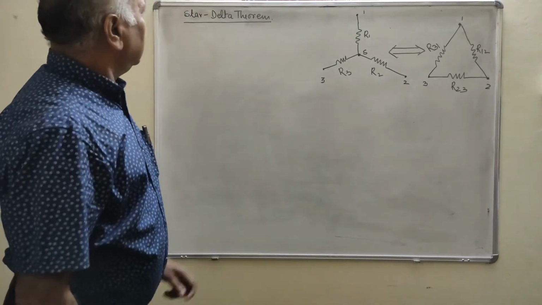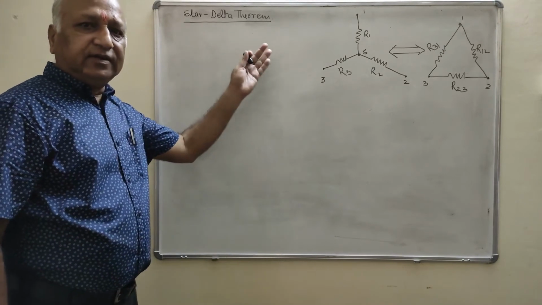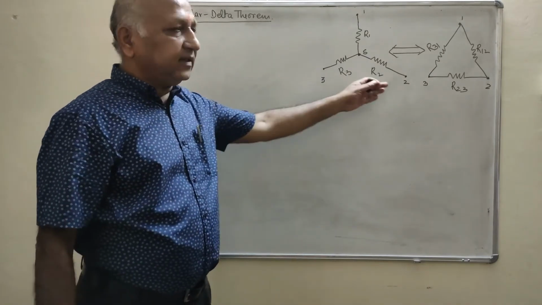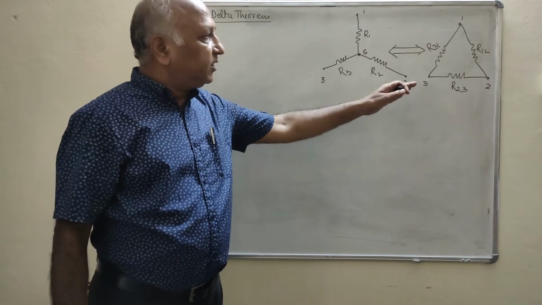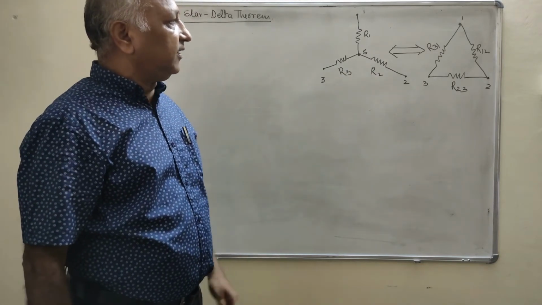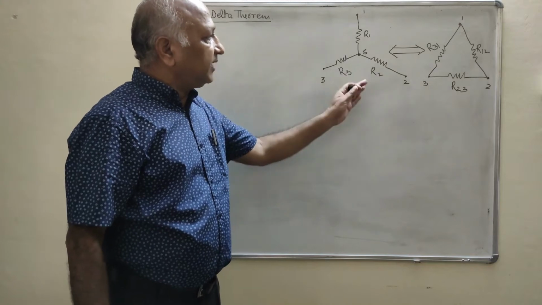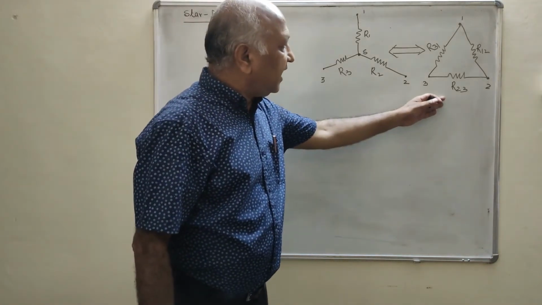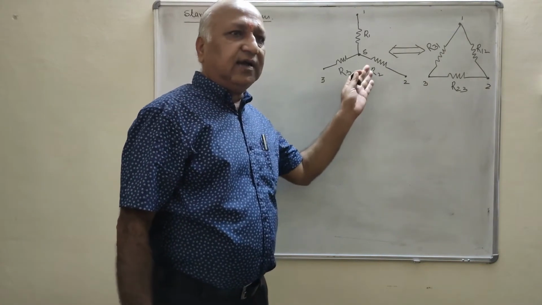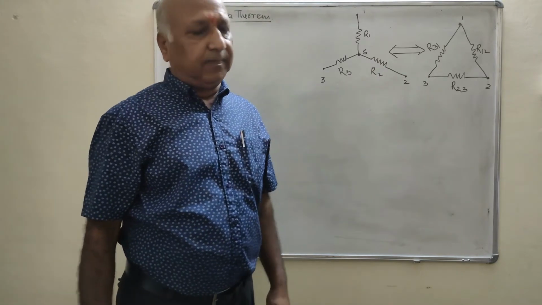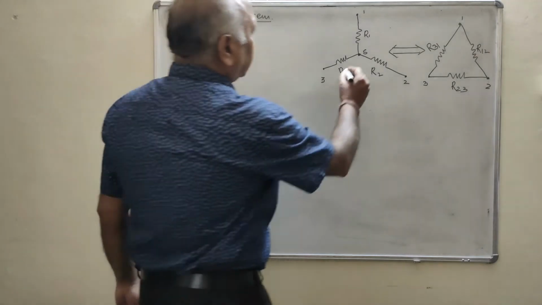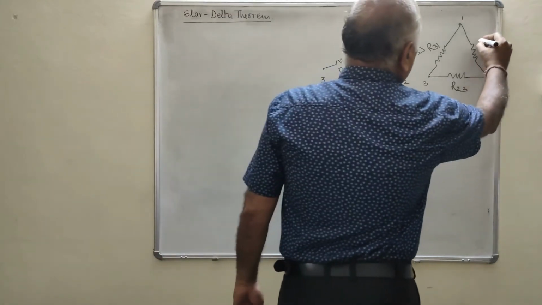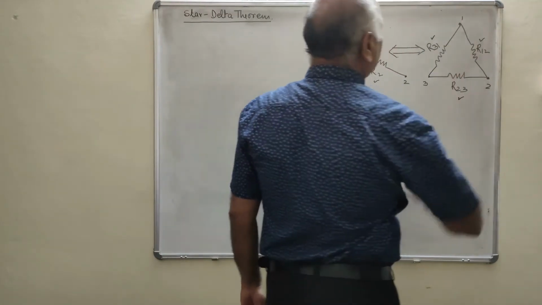Now we will derive the Star-Delta Theorem, by which we can convert the star into delta and delta into star in the network solution. Because it is a very useful conversion in the network. Sometimes we have to convert star into delta, and sometimes delta into star, which we'll see in the examples of this Star-Delta Theorem. Now you will see this is the star connection, this is R1, this is R2 and this is R3. This is R12, R23 and R31.